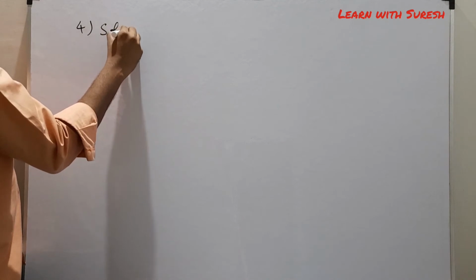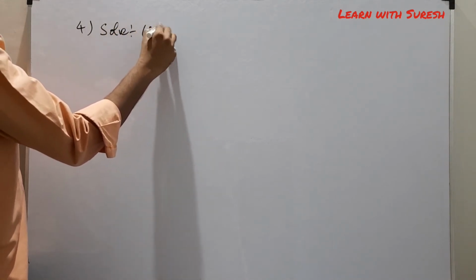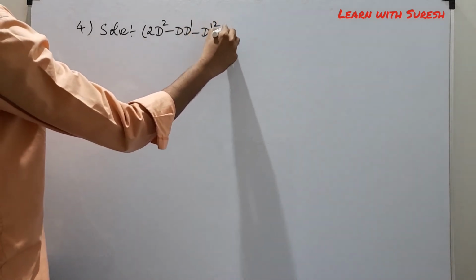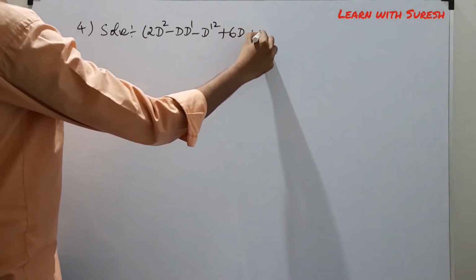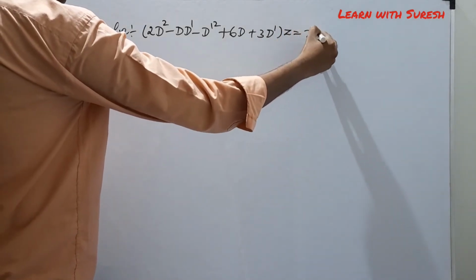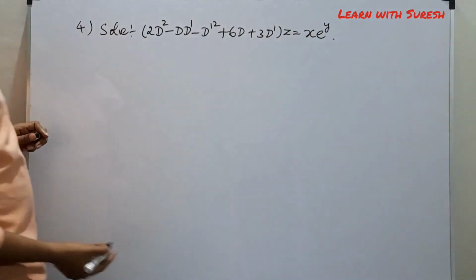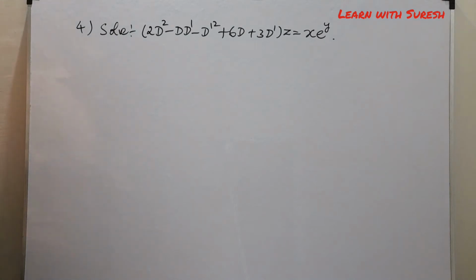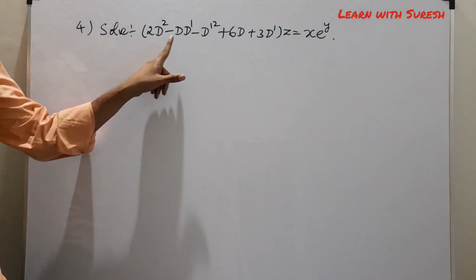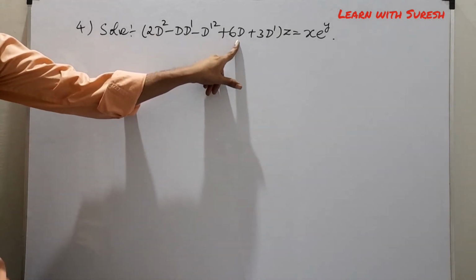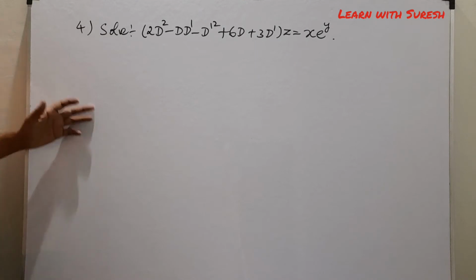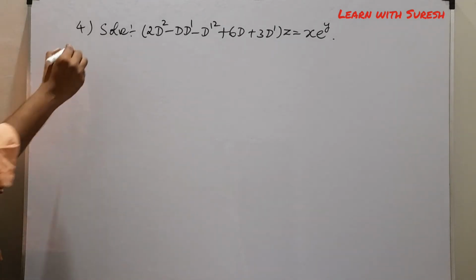Solve 2d square minus d dash minus d dash square plus 6d plus 3d dash into z equal to x into e power y. This is also a non-homogeneous problem because if you check the order, second order, second order, second order, this is the first order, first order. The order is not the same in all the terms. So this is a non-homogeneous problem.